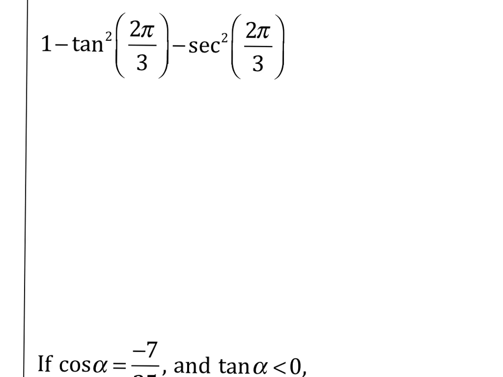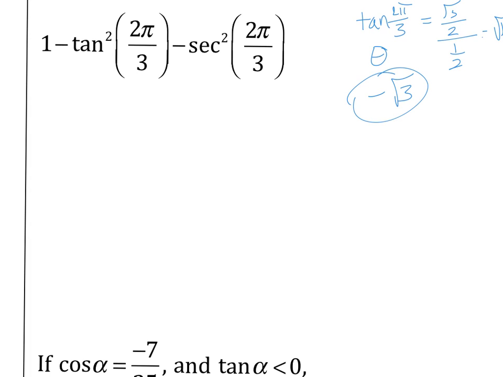1 minus tangent squared of 2 pi over 3 minus secant squared of 2 pi over 3. Okay, this one's similar but a little bit more complex. I do have to find my trig values, so I'm going to do that off to the side. So tangent of 2 pi over 3. I know that's second quadrant, so it's going to be negative. And we're looking at the square root of 3 over 2 divided by a half, which is going to come out to the square root of 3. Okay, so tangent of 2 pi over 3 is going to be negative the square root of 3.